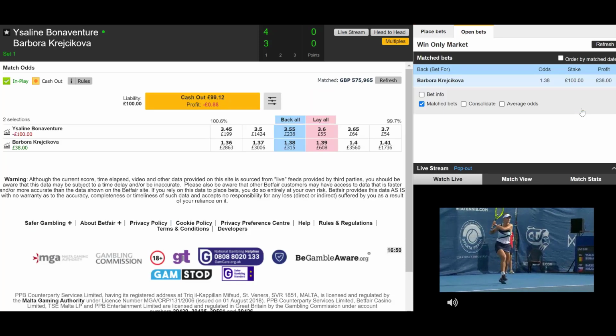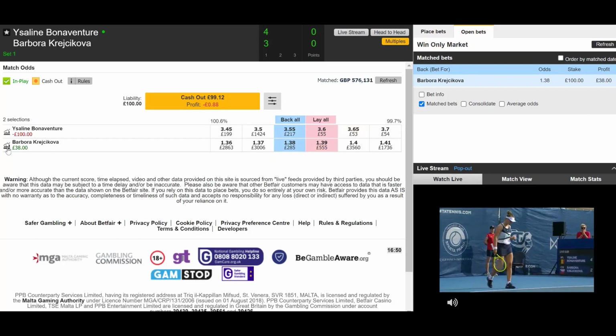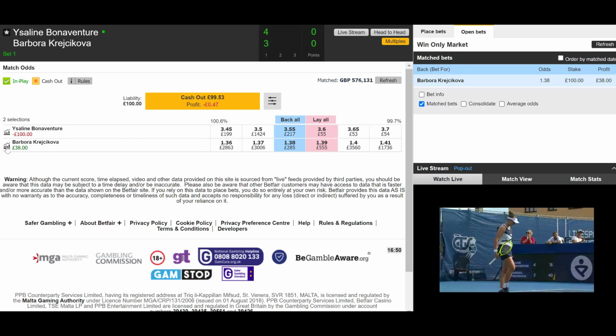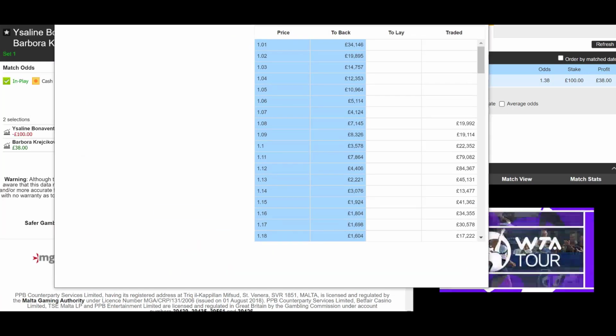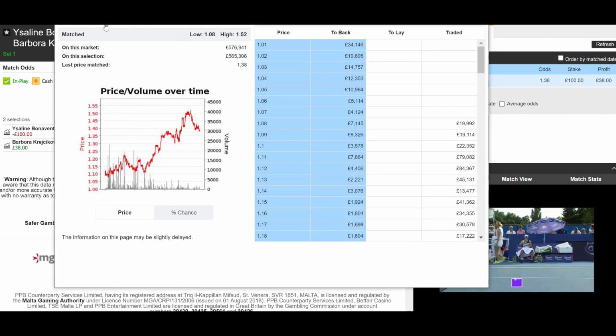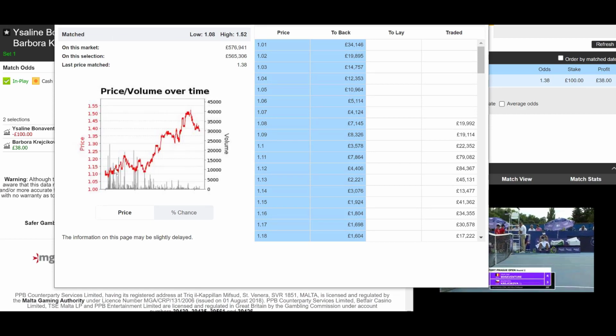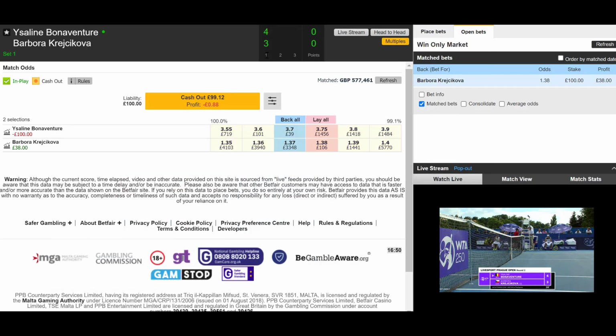So let me just explain how we're going to be using support and resistance to help us with this trade. So Barbara was a strong favorite. Obviously, I'm not going to try and pronounce her second name, but a very strong favorite, starting at around 1.10. Okay, so now she's fallen behind. She's a break point behind in the first set, as you can see, 4-3.